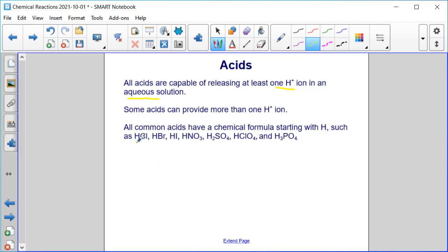So here is a list of some where you can see that preceding H: HCl, HBr, HI, HNO3, those all have one hydrogen that they can provide. But then look, this next one, H2SO4, has two hydrogens, and this last one, H3PO4, has three hydrogens.